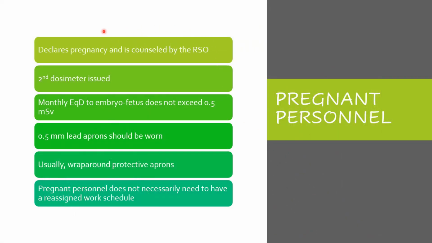Pregnant personnel. The pregnant personnel should declare pregnancy and is counseled by the RSO. A second dosimeter, the baby dosimeter, baby monitor, is issued. Monthly equivalent dose to embryo fetus does not exceed 0.5 millisieverts. 0.5 millimeters of lead aprons should be worn. Usually wraparound protective aprons are preferred. Pregnant personnel do not necessarily need to have a reassigned work schedule, so they should be able to do everything that a regular tech does.